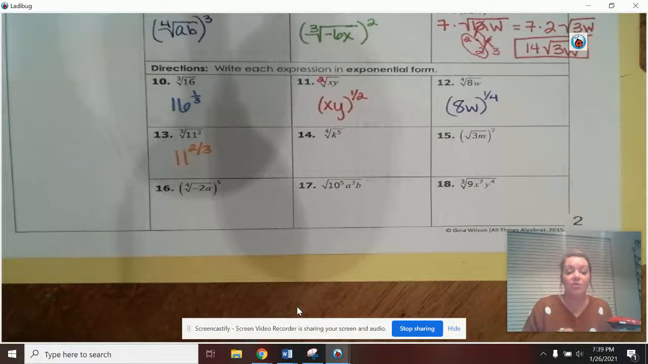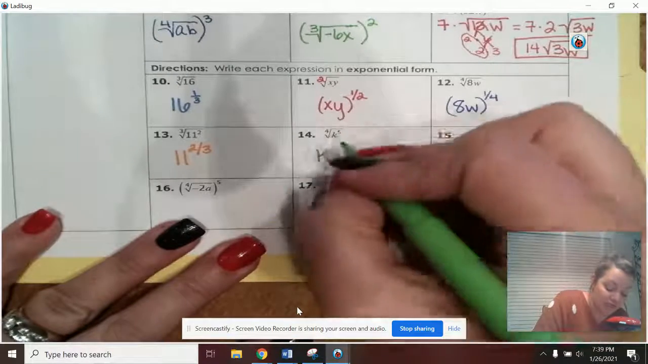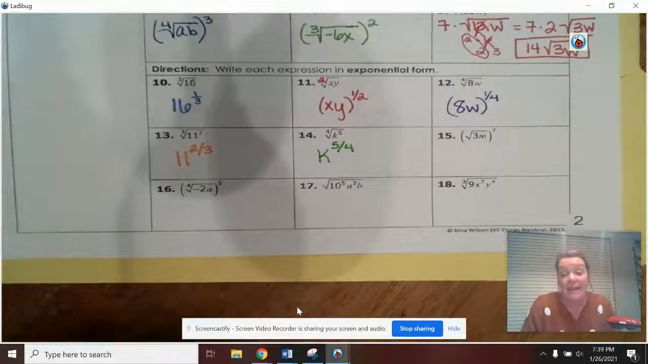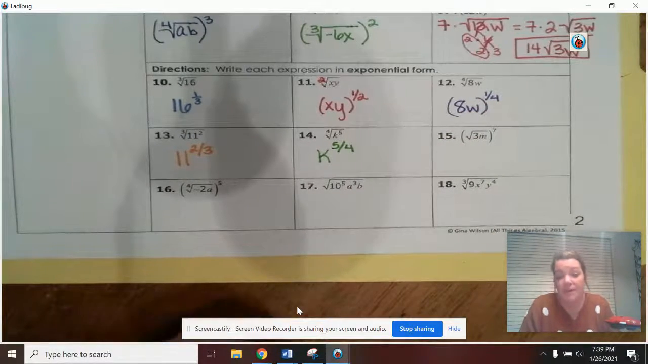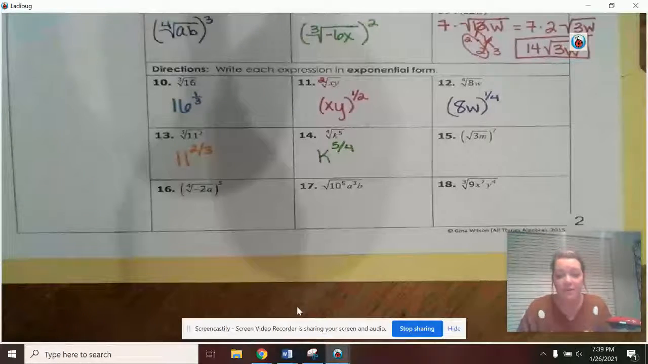Okay, so number 14, I have a number on the inside. So this is k to the 5/4. And again, you can use parentheses if you want to around the k. It's not really necessary because k is all by itself. It doesn't have anything else going on around it.